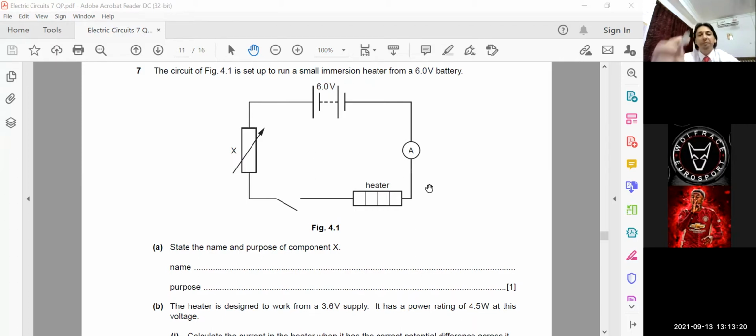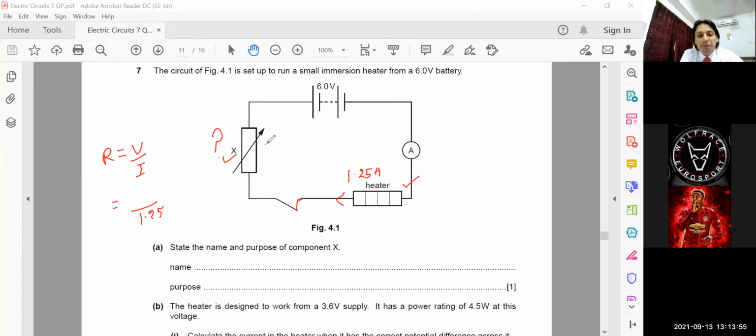Now it's very simple, children. How would you find it? You need to calculate the resistance X when the switch is on, and the current passing through the heater is, as we calculated, 1.25 ampere. For resistance you will apply R equals voltage divided by current. I know the current is 1.25 ampere. Both X and this heater are in series, so the same current will pass through the variable resistor. But what is the value of V?